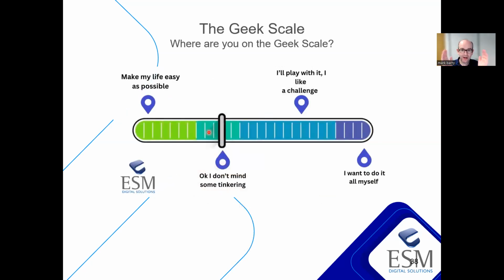Super. The geek scale. Where are you on the geek scale? So we've got, I suppose, starting off this end: I want to do it all myself. I don't mind spending 2 hours in the practice every night after hours. I don't mind if I get one result one day and a different result the next day, and it's a problem. I want to sort it. I want to fix it myself. We get turned on and excited about that, and that's okay. There is room for that.